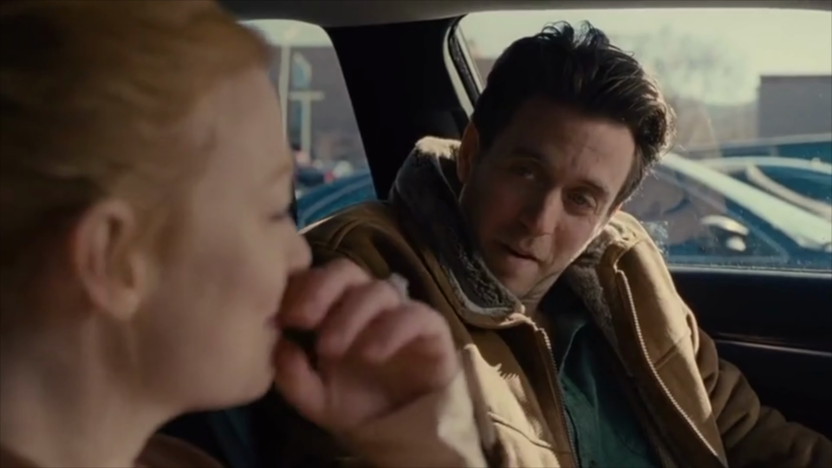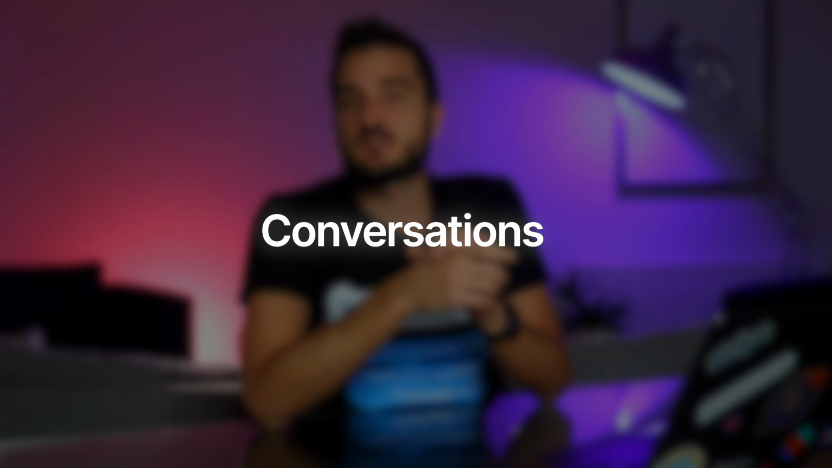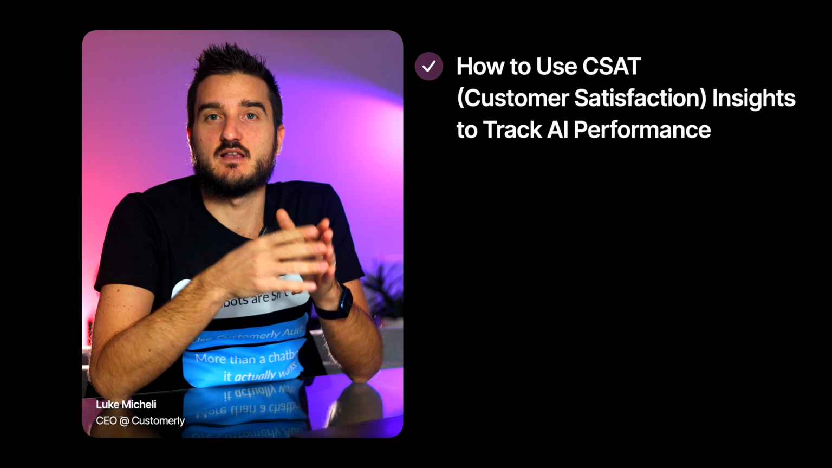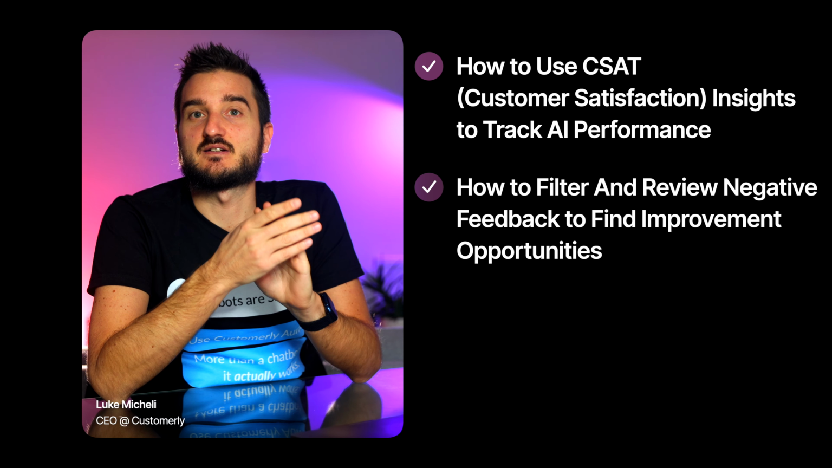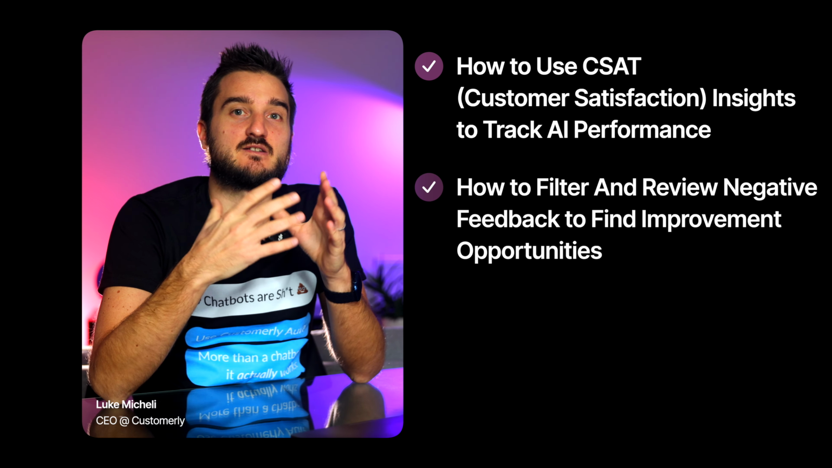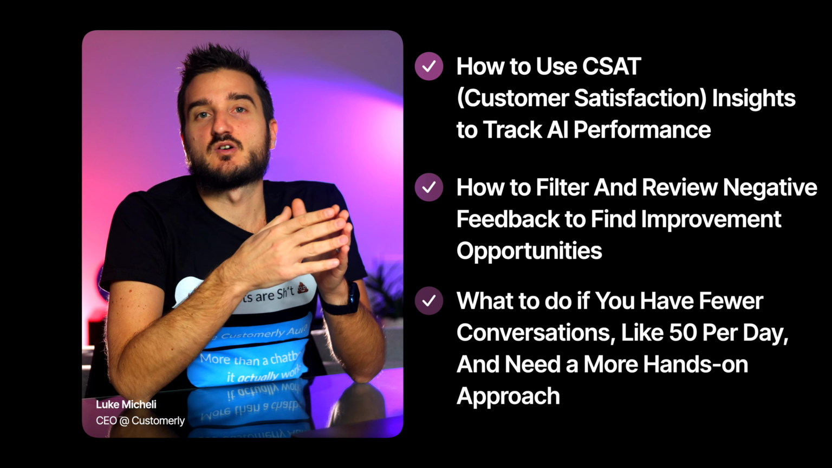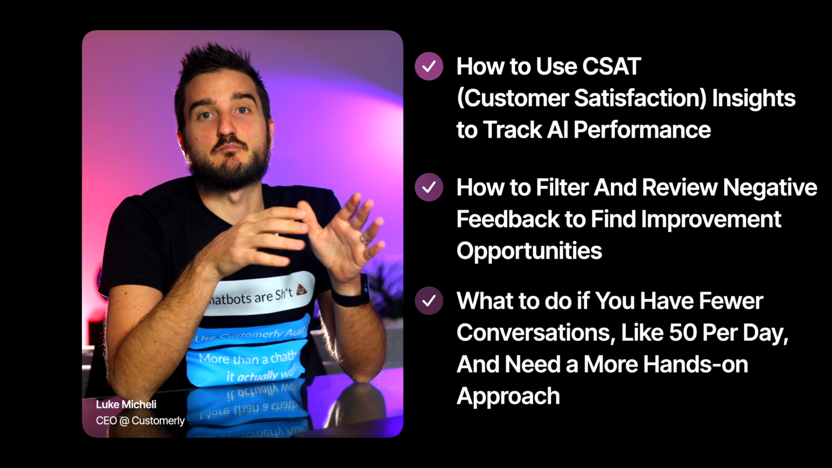Let's get started. As Aura, your AI assistant, handles more conversations, reviewing every single one just isn't realistic, especially if you're managing thousands of interactions daily. But here's the thing, you don't need to monitor everything. Instead, you can focus on low feedback conversations or trends that show something might be off. In this lesson, we'll walk you through how to use CSAT, Customer Satisfaction Insight, to track AI performance, then how to filter and review negative feedback to find improvement opportunities, and what to do if you have fewer conversations, like 50 per day, and need a more hands-on approach.